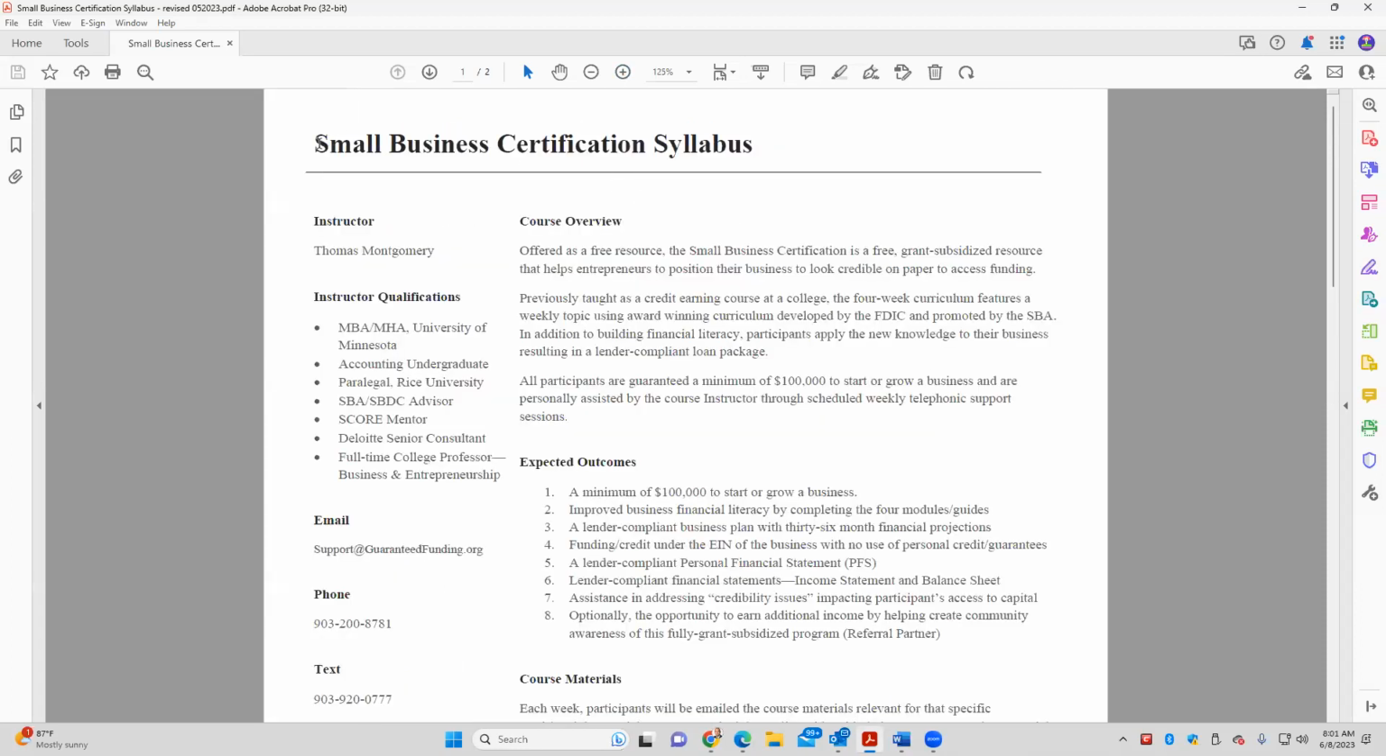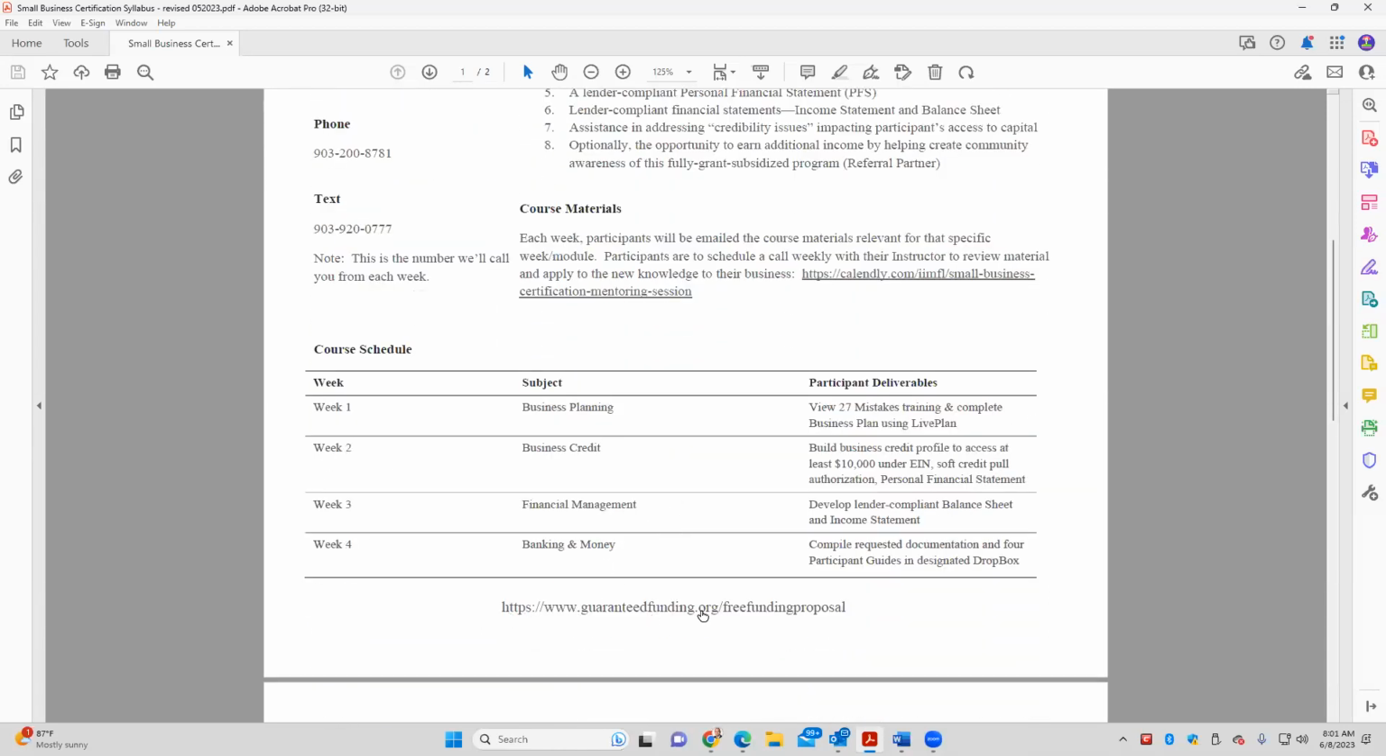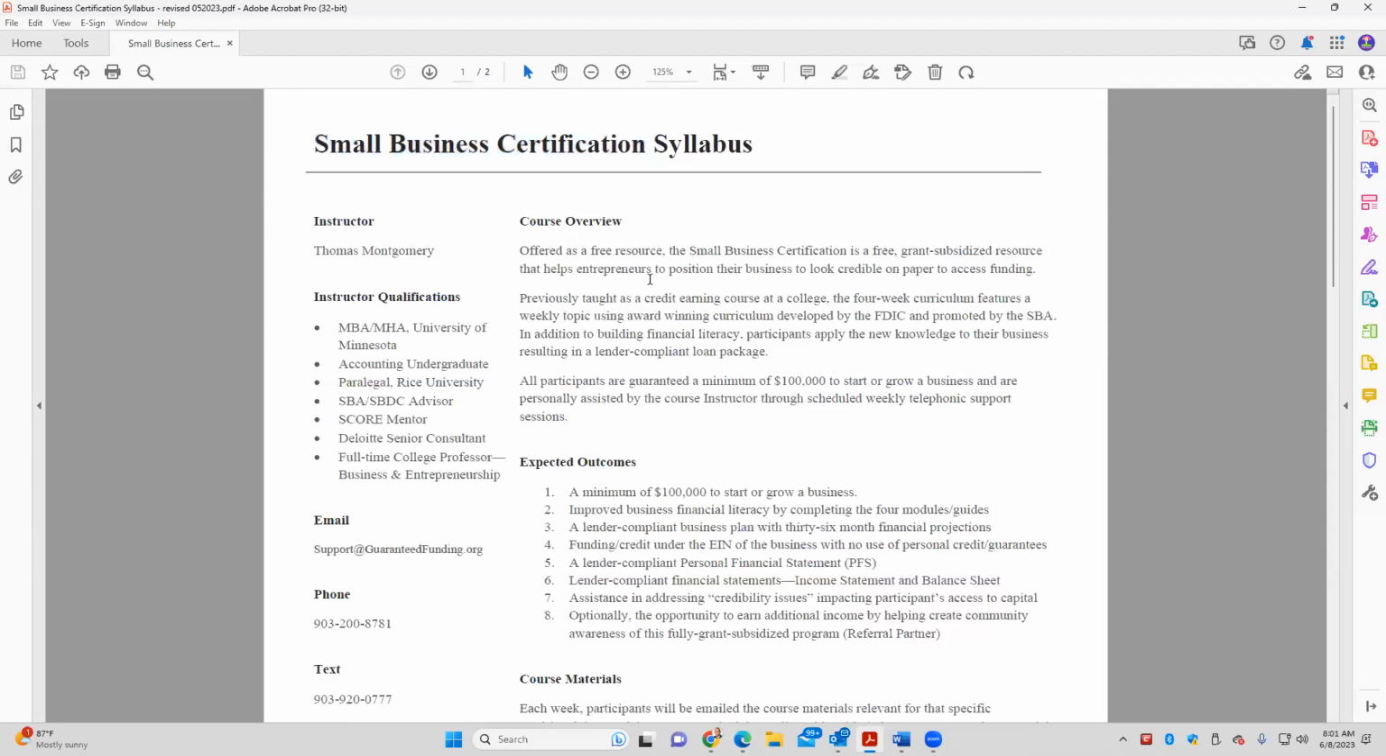So the syllabus describes what we call the small business certification. This is our financial literacy curriculum that we take each individual through if they would like. It's not required, and it's free. And again, how do people access it? They access it by coming through the free funding proposal page. Each of you on your replicated website has a free funding proposal page, and so that's how you could put people into it as well as yourself.